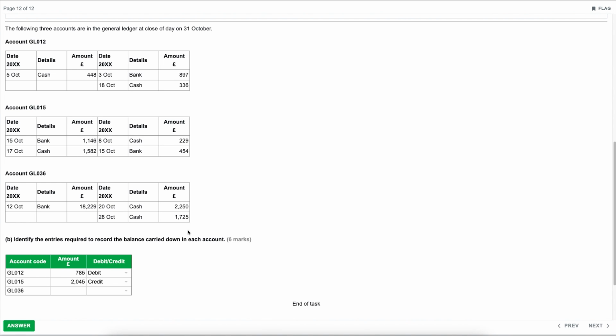Then on the last one, again, add up our debits, although we don't really need to add it up because there's one transaction. Then add up our credits, do the difference between the two, which comes to 14,254. And again, we can quite clearly see that our debits are higher than our credits. So the balance carried down going on the lower side would go on the credit side.